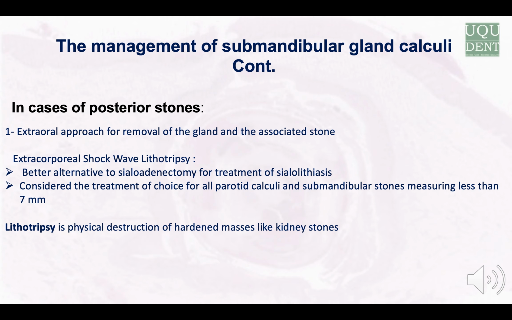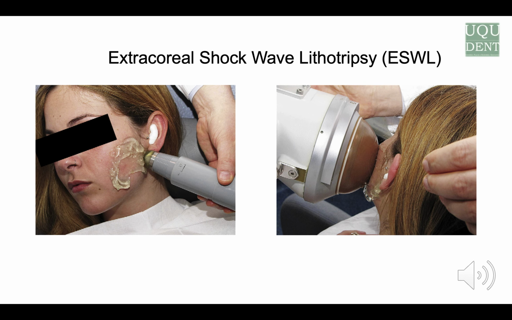It's a better alternative to sialadenectomy for treatment of sialolithiasis. Consider it the treatment of choice for all parotid stones and submandibular stones measuring less than 7 mm. Lithotripsy is the physical destruction of the hardened mass like a kidney stone, as we said, fragmentation. Here in the picture you see they put the gel, then they used the shock wave lithotripsy. It emits waves to break up the stone.